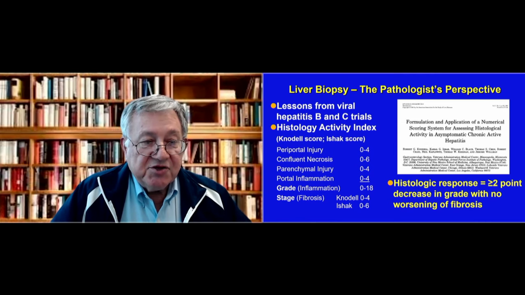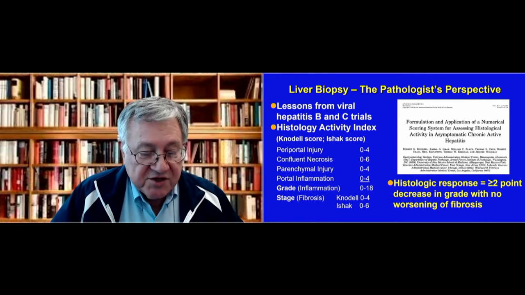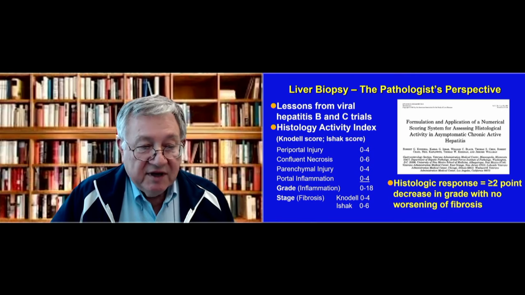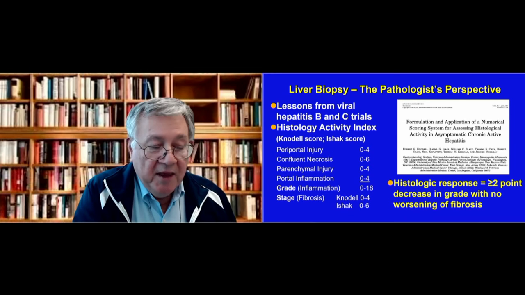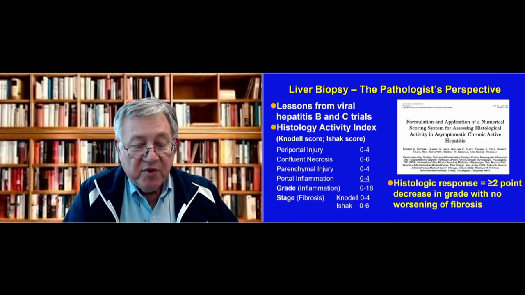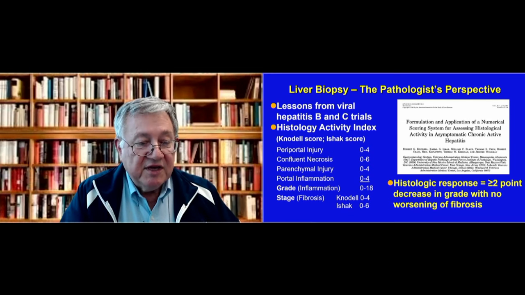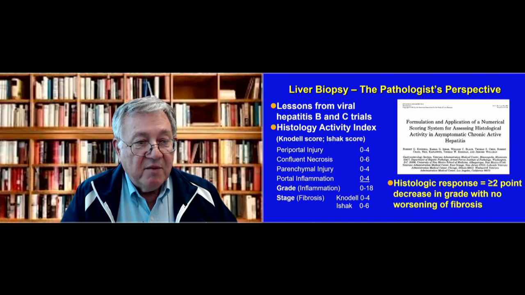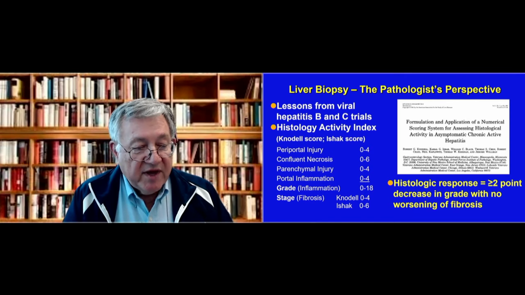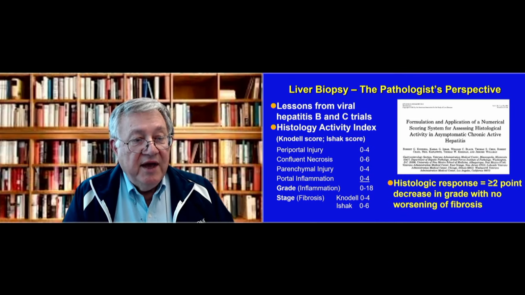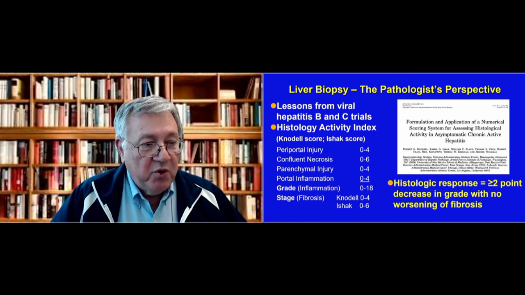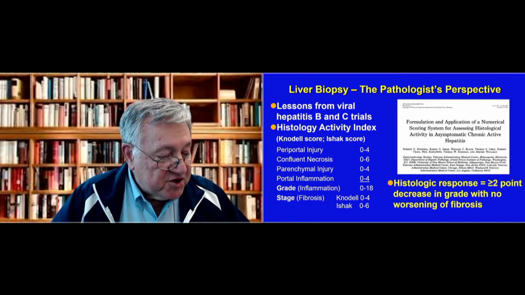He was the pathologist who came up with this method for assessing liver biopsies in chronic hepatitis. And what he did was he separated the components of the injury into the different areas within the liver lobule. And each one of these was graded on a scale of mostly from 0 to 4. And then you would add up the points that you got for these stages.